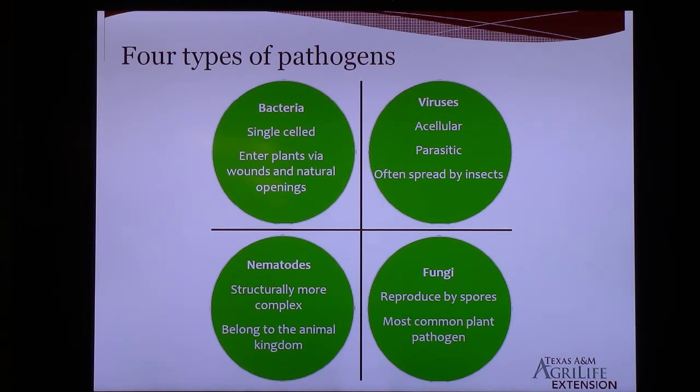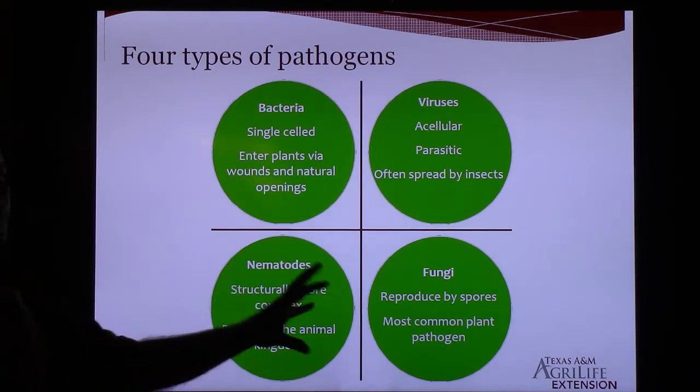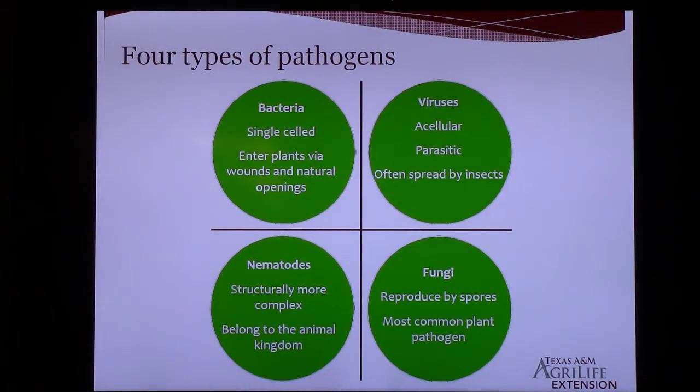We're going to talk some about nematodes. Nematodes are microscopic roundworms, so they are actually an animal. And of the 4 pathogens, these are probably the most structurally complex because they're an animal as opposed to single-celled organisms. And then we've got fungi. Fungi reproduce by spores. And of all of our plant pathogens, this one is probably the most common. This is the one that's going to cause the most issues.